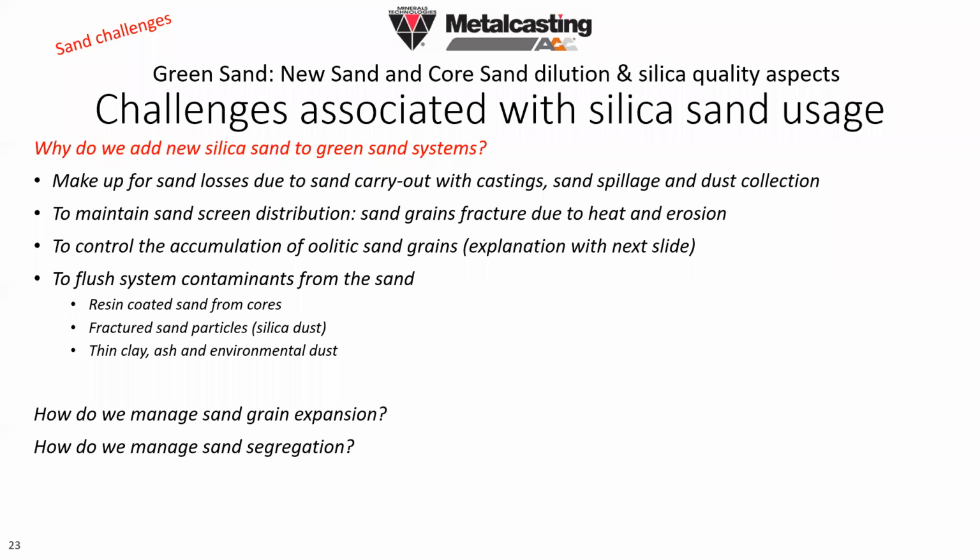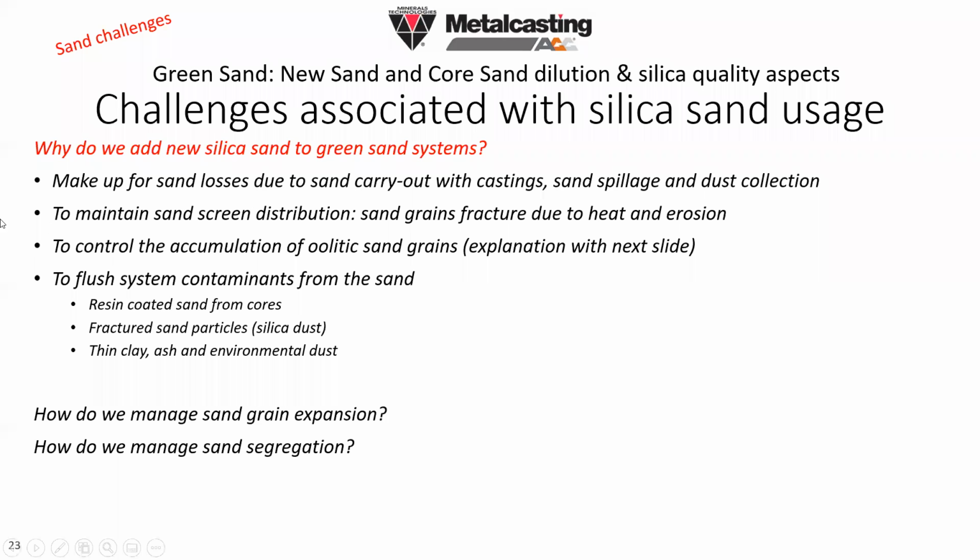On the next slide, we want to speak now about new sand, and why do we have new sand in a green sand system? Why do we not recover green sand without any regeneration? That would be very simple, but we need, in fact, to have some cleaning effect. We want to make up for sand losses, first due to sand carryout with casting and spillage and dust collection. So we lose about 2%, 3%, 5%, depending on castings.